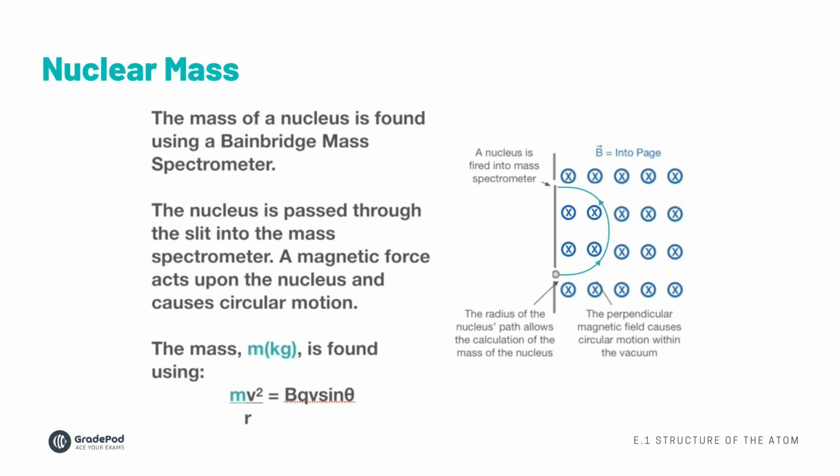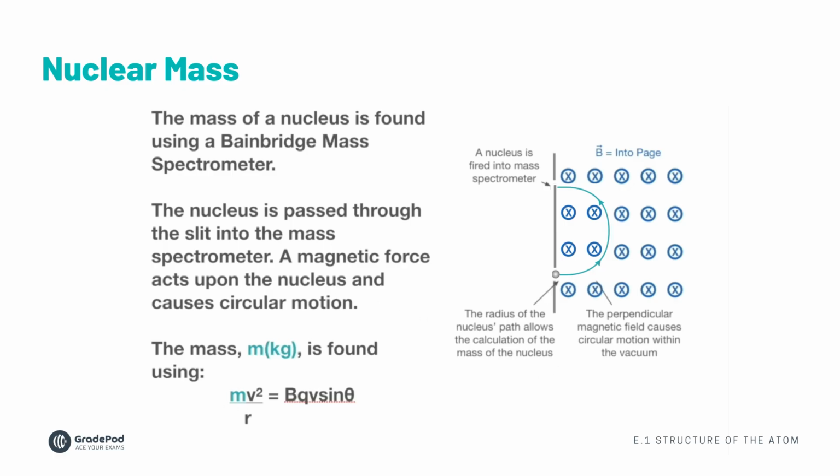To find the mass of a nucleus, we use something called a Bainbridge mass spectrometer. And this builds upon some of the things we talked about in magnetic fields. In this diagram here, we have a magnetic field going into the page. It's a uniform magnetic field. And we fire a nucleus into that magnetic field at a 90-degree angle. The result is that it forms a circle, because the force that results from this magnetic field is perpendicular to its velocity and forms circular motion.